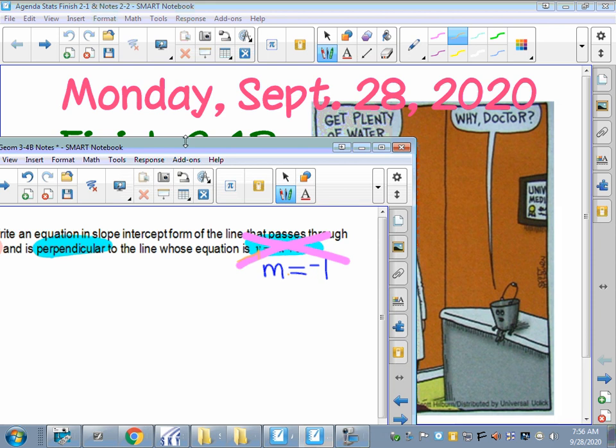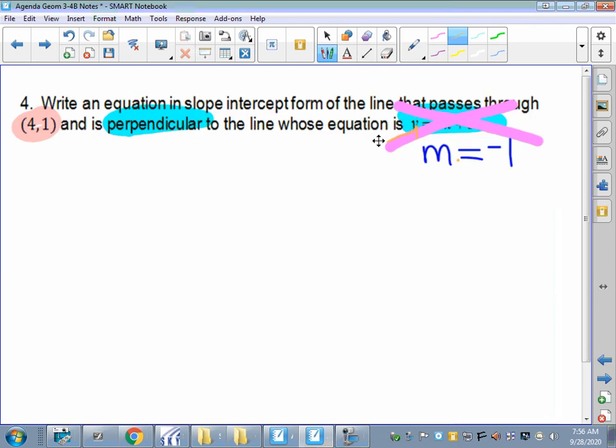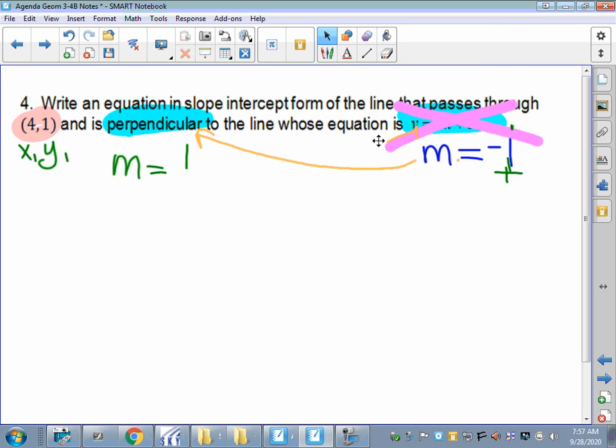perpendicular. Let me try that again. Perpendicular to that. So perpendicular, negative reciprocal. So flip it over and change the sign. Well, -1 is just -1/1, right? My board's going crazy all of a sudden. If I flip that over, it's going to be +1/1, or just a +1 for my new slope. And then I can go to my x, y, 1, and 1. There we go. That is section 3.4b.